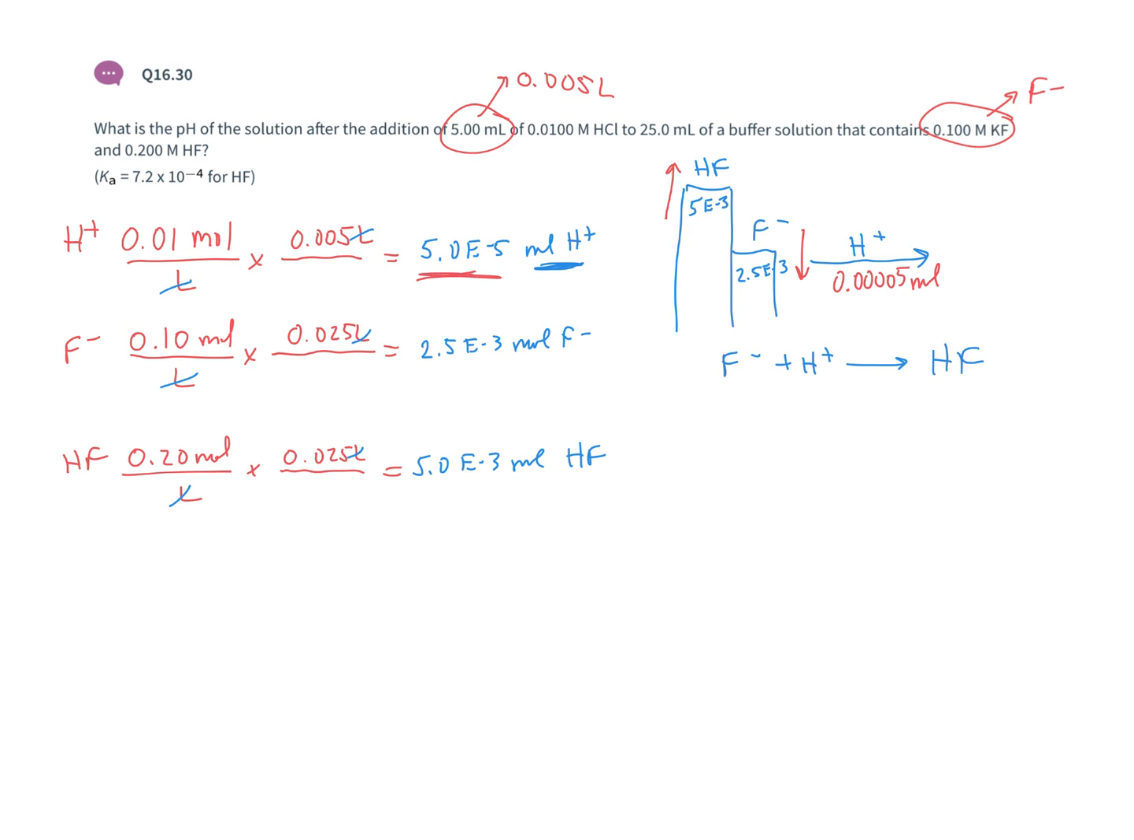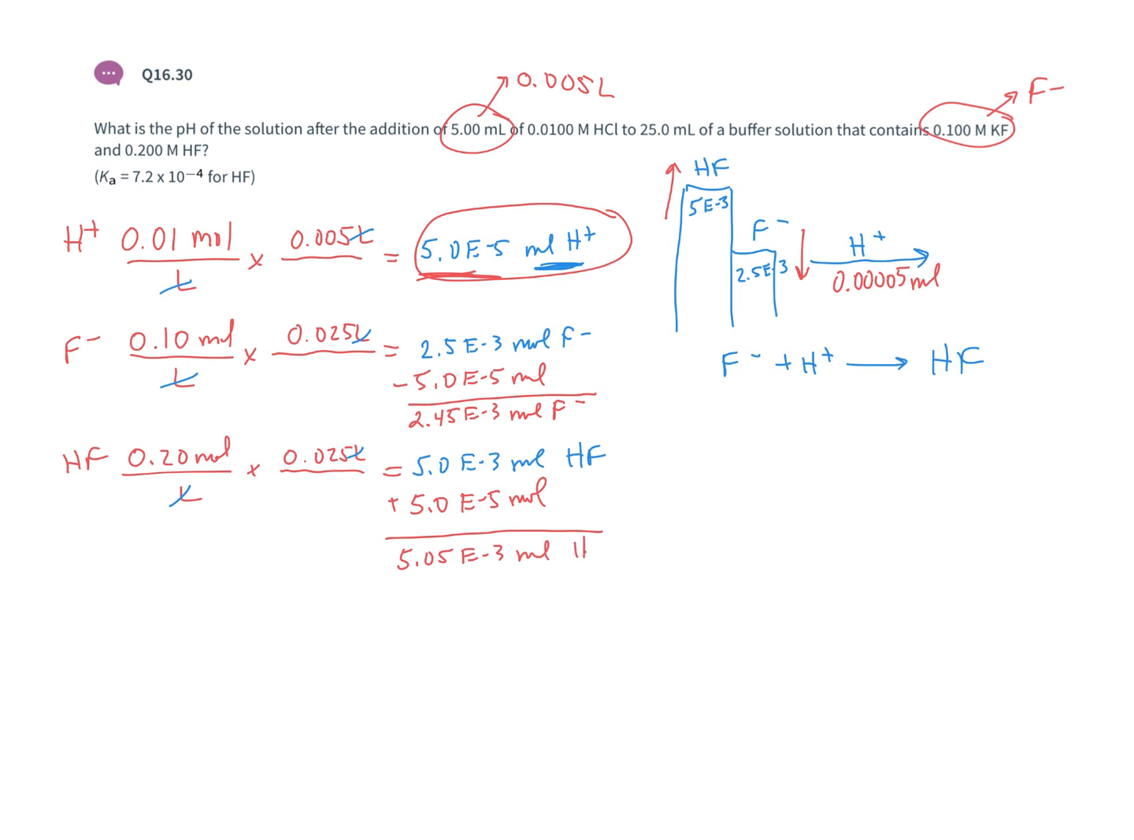So I'm going to react with the fluoride, so I'm going to subtract from that concentration. And the product of that reaction is more HF, so I'm going to add to that concentration to get my new concentrations after equilibrium. More importantly, all of the strong acid reacts, so there's none of that left after I add it to solution. It reacts completely. So I get 2.45 e to the negative 3 molar fluoride, and I get 5.05 e to the negative 3 molar HF.